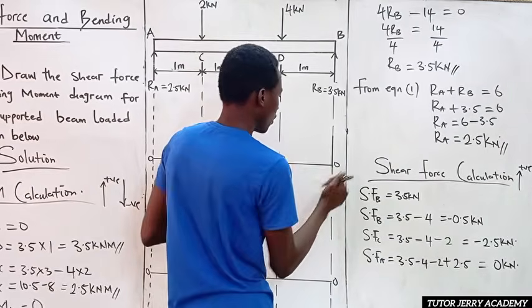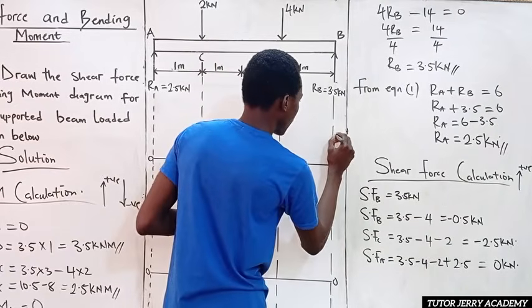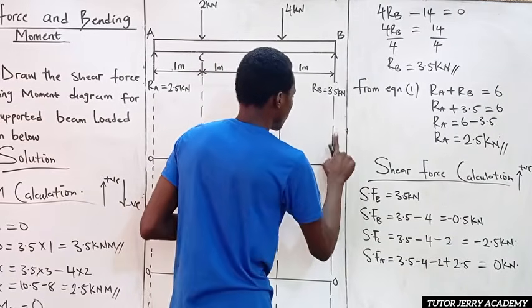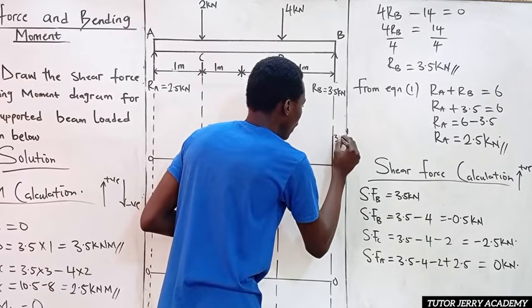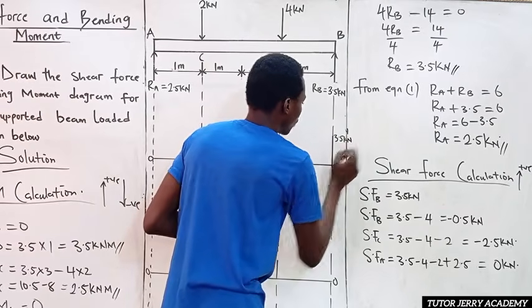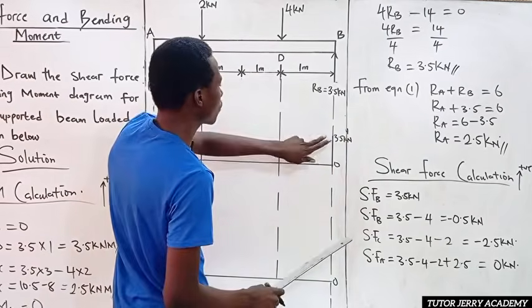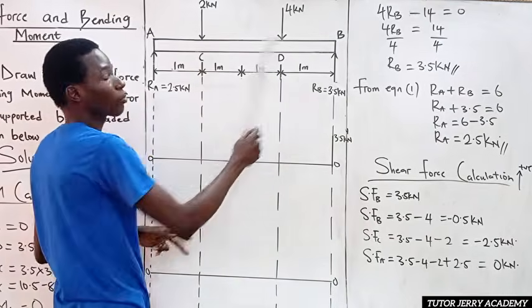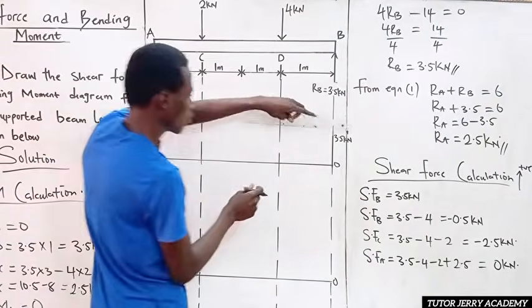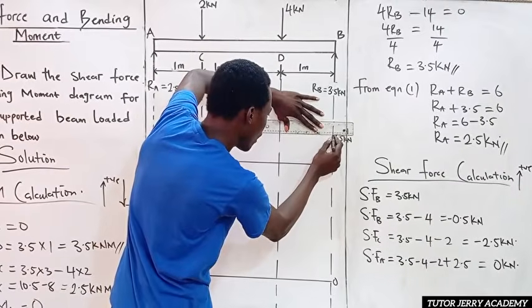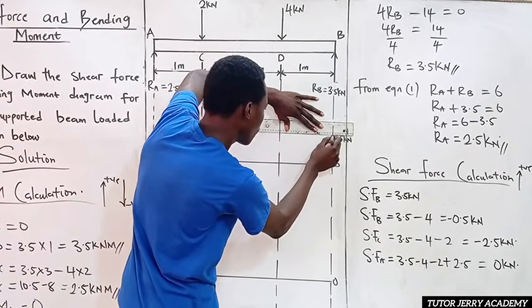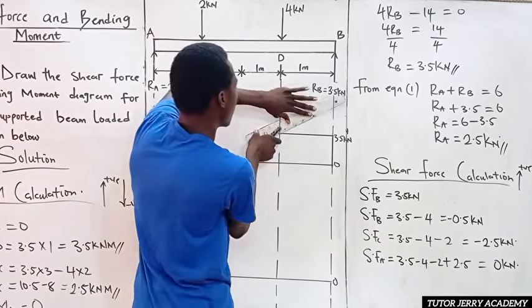So I can just mark here as 3.5 kilonewton. Of course, from this point up to this point, there is no load in between, so it's going to remain constant. So we have our straight line to represent that. So this is what we have.